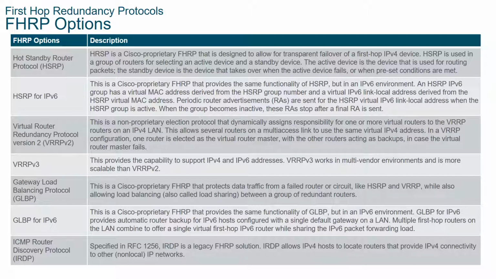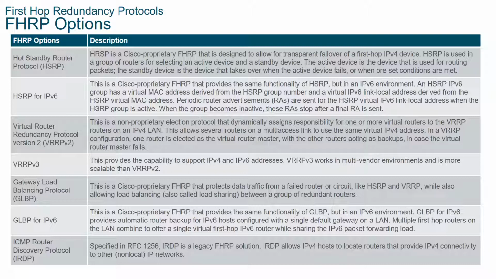Virtual Router Redundancy Protocol version 2, VRRP version 2. This is a non-proprietary election protocol that dynamically assigns responsibility for one or more virtual routers to the VRRP routers on an IPv4 LAN. This allows several routers on a multi-access link to use the same virtual IPv4 address. In a VRRP configuration, one router is elected as the virtual router master, with the other routers acting as backups in case the virtual master router fails.